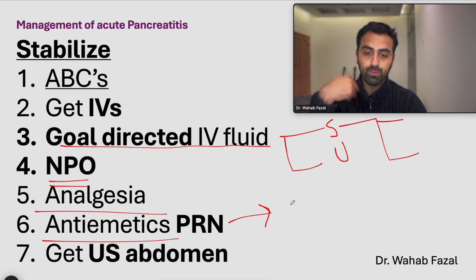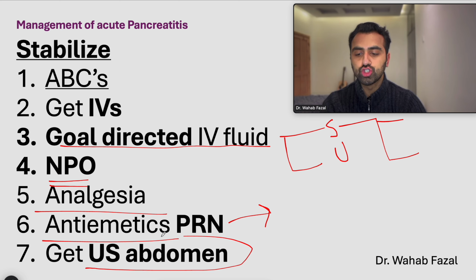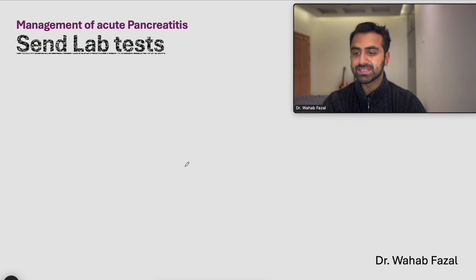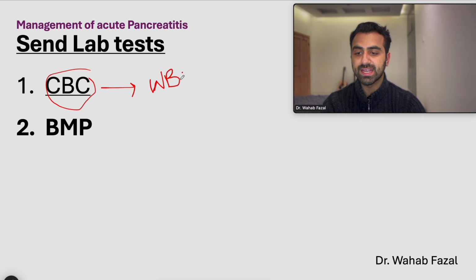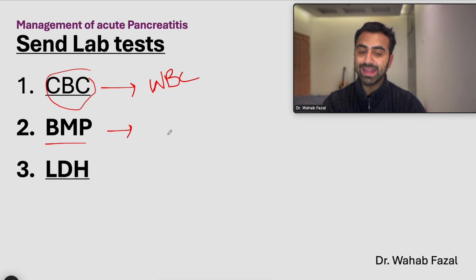You can decompress by putting an NG tube in, and you should get an ultrasound abdomen in every patient with acute pancreatitis. You want to send lab tests which include WBC. Why? Because you want to look at the complete blood count. You want to look at the WBCs for leukocytosis if there's active inflammation. You want to send a complete metabolic panel because you want to look at calcium and all of the electrolytes that we talked about.